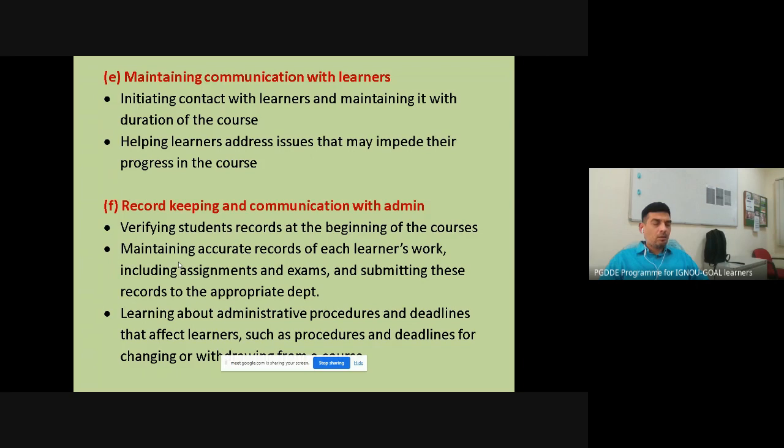Then record keeping and communication with admin. Then the role of the tutor or the tutoring is record keeping and communication with the administration. Okay, because the tutors or the academic counselors, we can say that when they are doing the evaluation work of the learners, then they should keep the data with them and communicate the same to the administration from time to time. Okay, then verifying the students' records at the beginning.